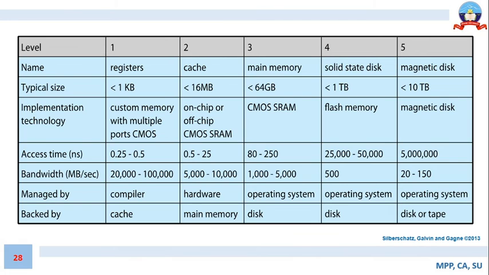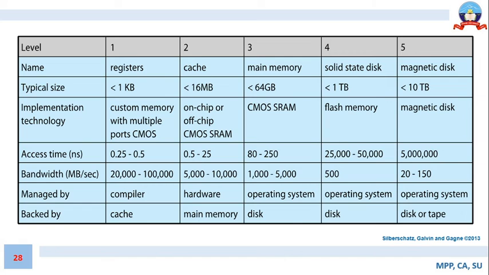Just see how small the access time is in the case of registers and how big the access time is in the case of magnetic disks. This is to be understood, right? The more efficient the memory type, the lesser the access time. This is a very important quantitative measure. In the case of register, access time is 0.25 to 0.5 nanoseconds. In the case of cache, it is 0.5 to 25 nanoseconds. In the case of main memory, it is 80 to 250 nanoseconds. In the case of solid state disk, it is 25,000 to 50,000 nanoseconds. And in the case of magnetic disk, it's around 50 lakh nanoseconds.